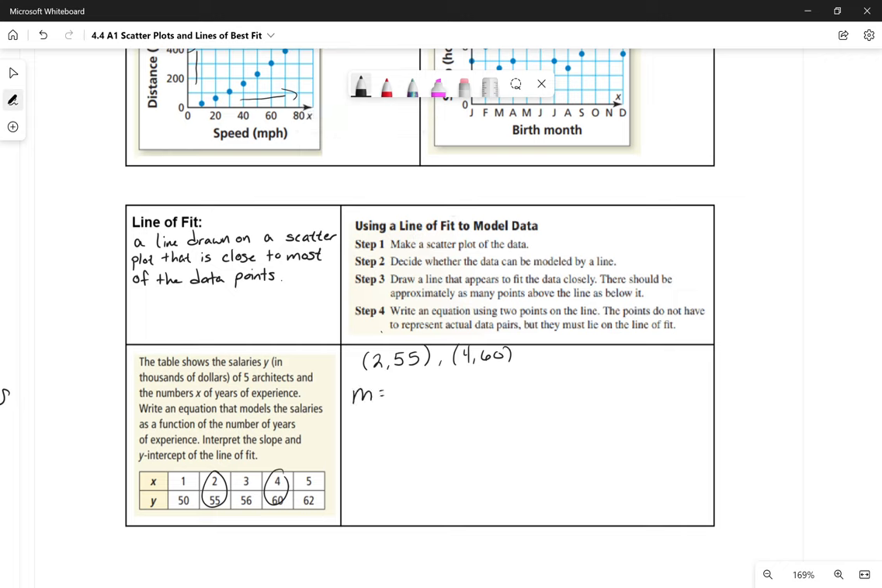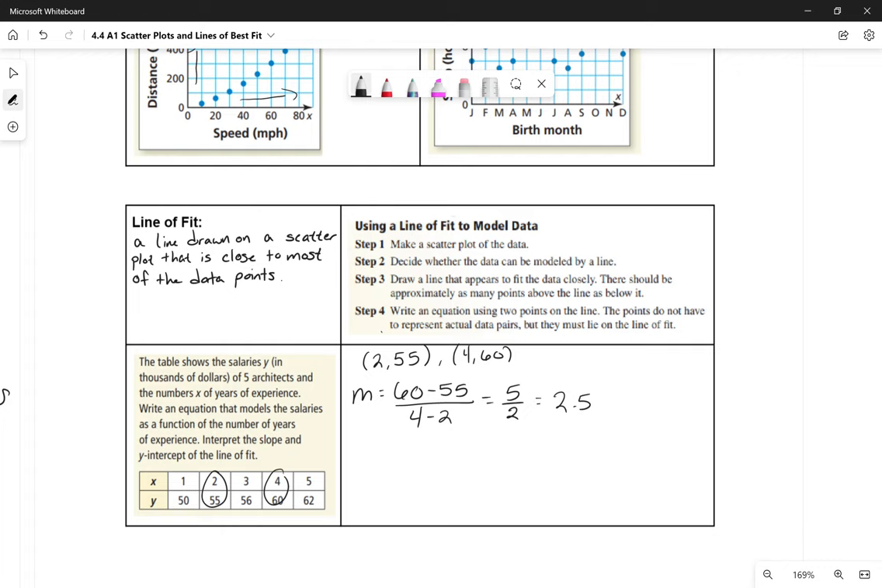M equals 60 minus 55 over 4 minus 2, which gives us 5 over 2, which, if we were to put it as a decimal, would give us 2.5. And when we are interpreting, it is totally okay to take your improper fraction and convert it to a decimal to be able to understand that fraction better. And we will need that here in a moment.